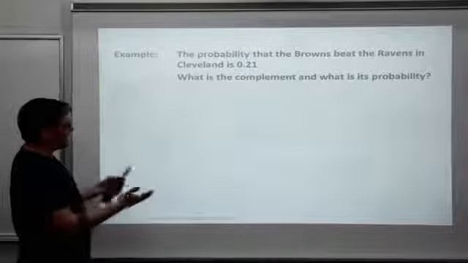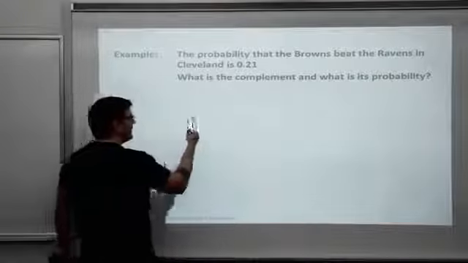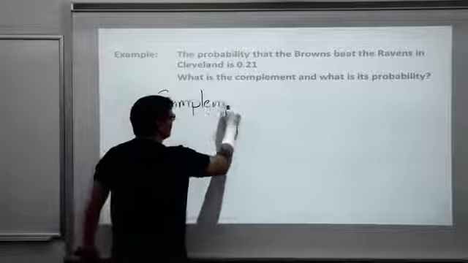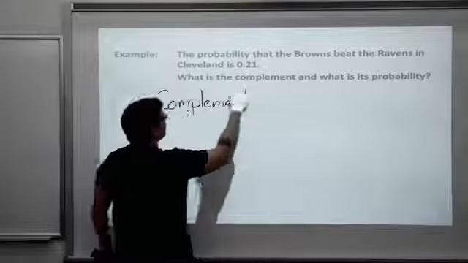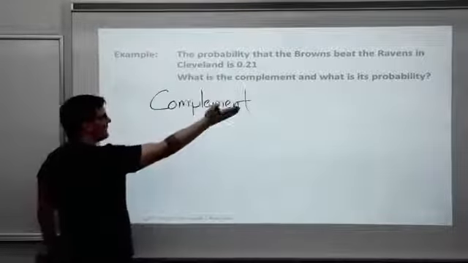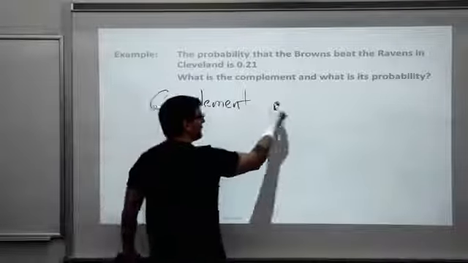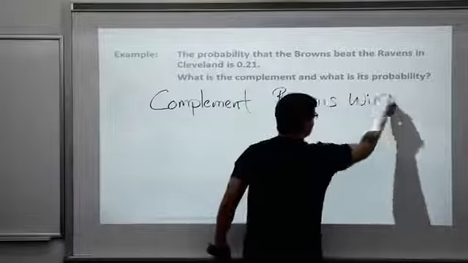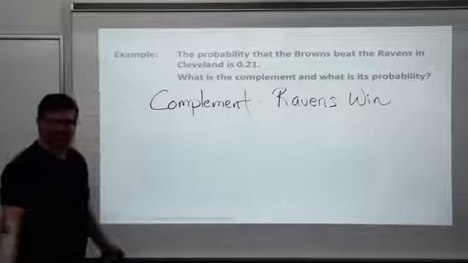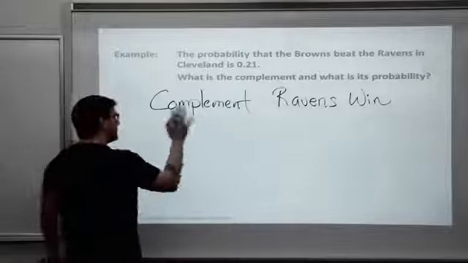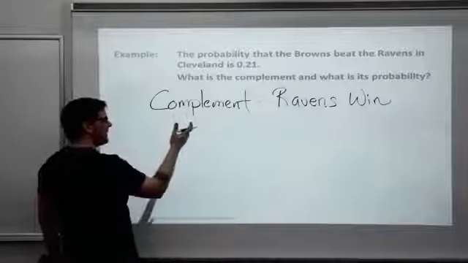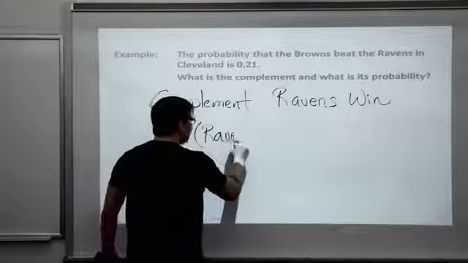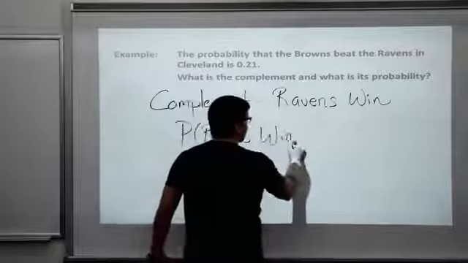What the heck's the complement and what's the probability? So the complement's just the opposite, right? Complementary events: if the probability that the Browns beat the Ravens is 0.21, the complement's the Ravens beat the Browns. Because we're presuming there's no ties, so forget that if you're trying to think outside the box. What's the probability that the Ravens win?